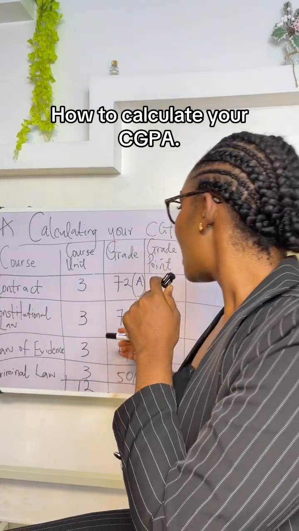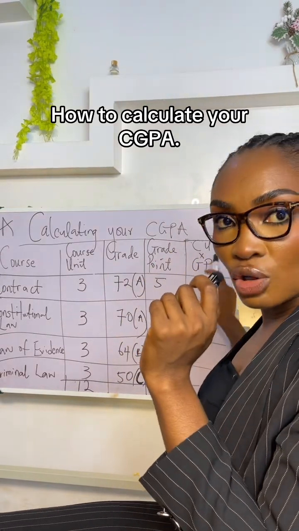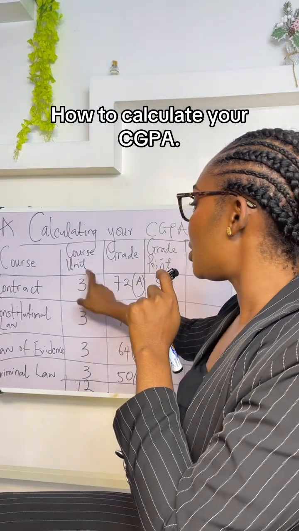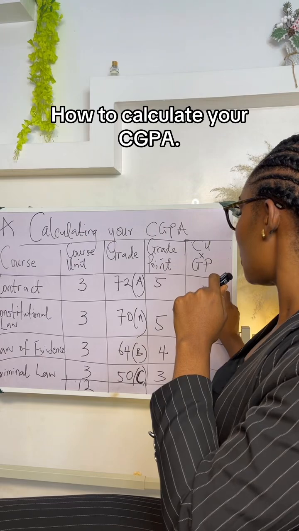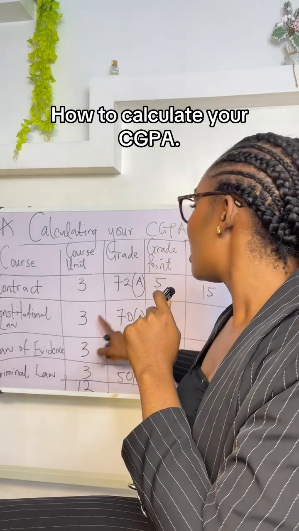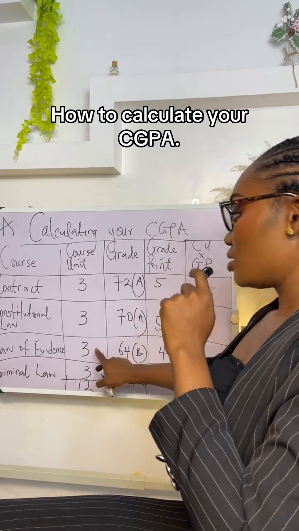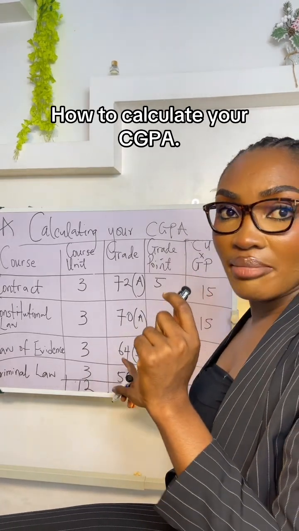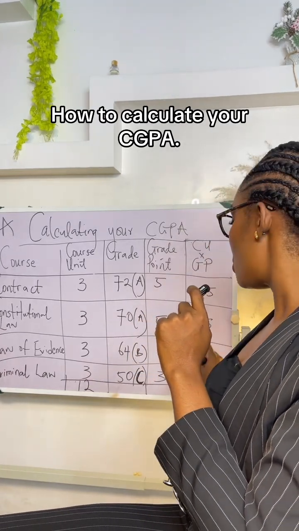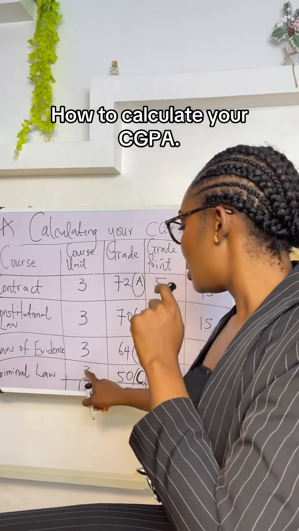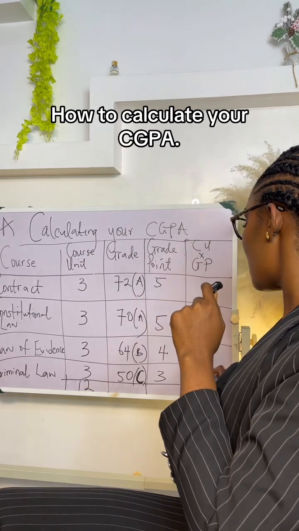All right. Now, in order to get this particular column, we multiply 3 times 5. And that gives us what? 15. Just follow the rhythm. This 3 times the grade point of A, which is 5, gives us 15. 3 times 4, because this student A made a B in law of evidence, is 12. And then in criminal law, this student made a C, and 3 times 3 is 9.